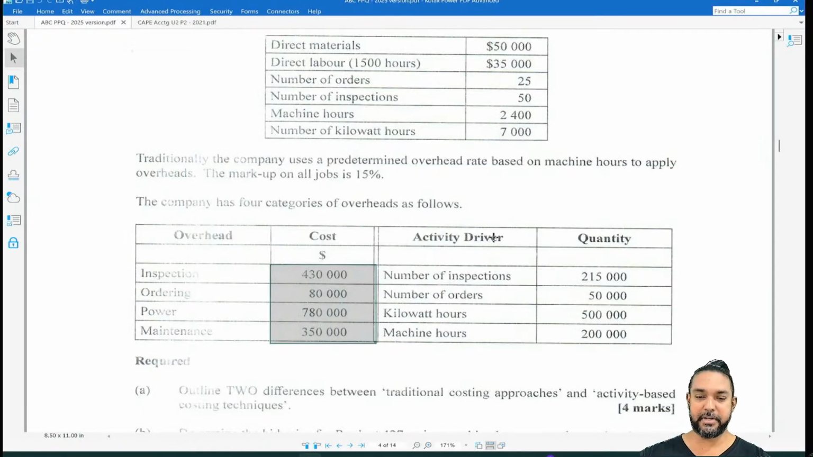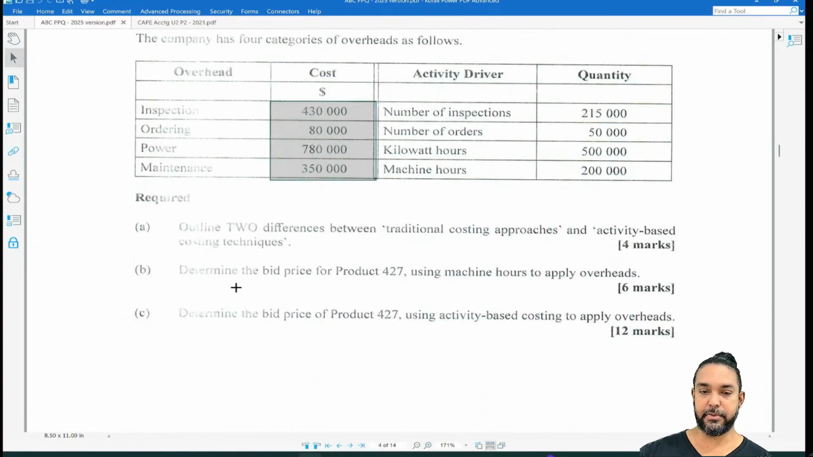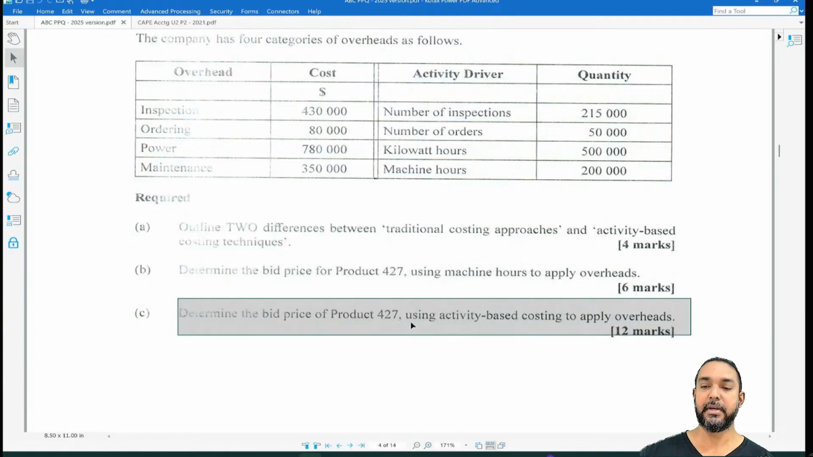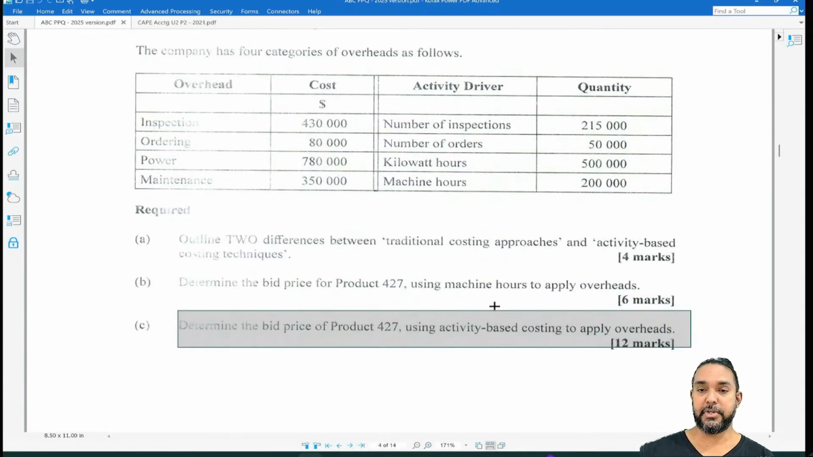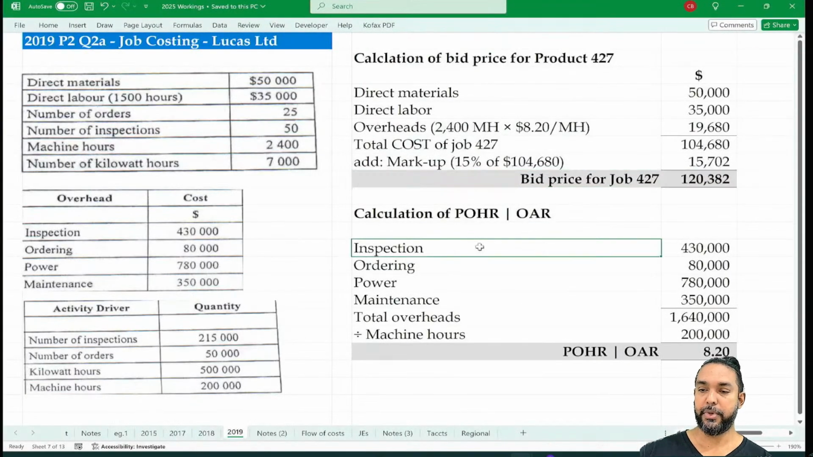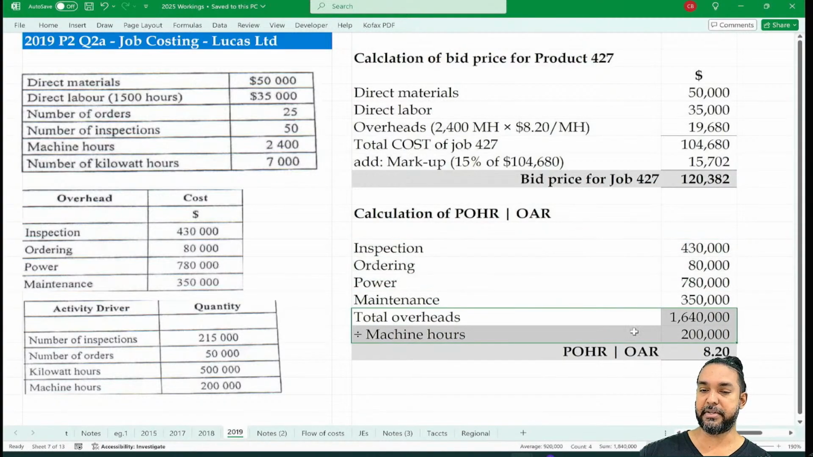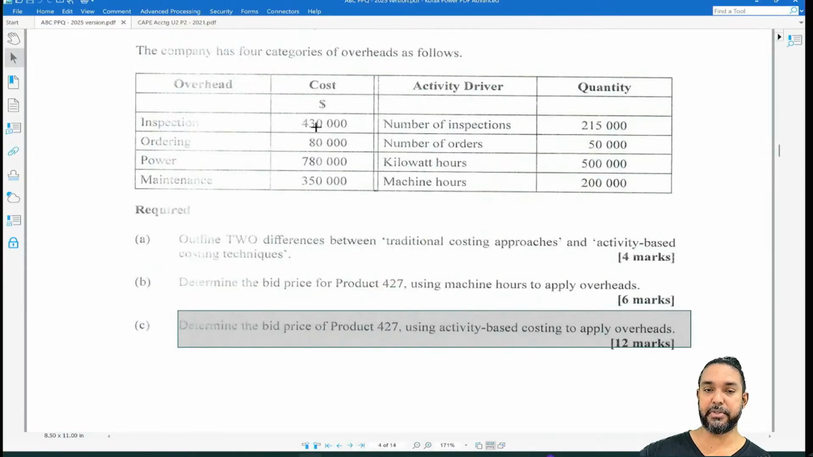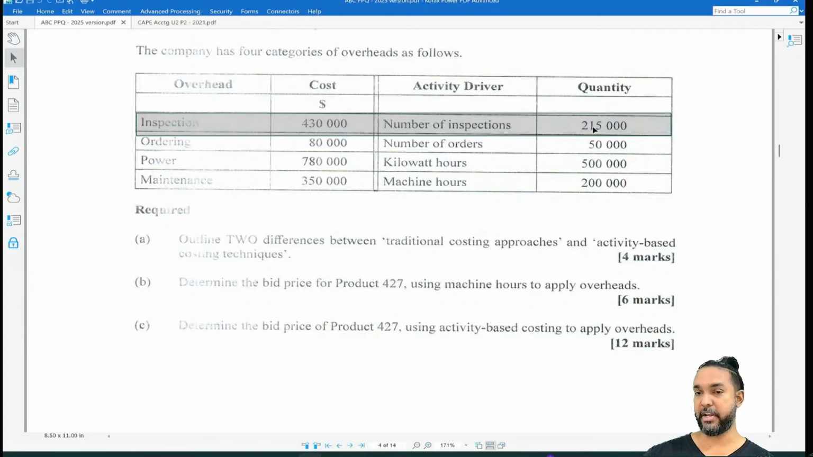Let me show you so you can decide for yourself if what I'm saying makes sense. What they ask us to do down here is determine the bid price using machine hours to apply overheads, and then using ABC. Using ABC has a few steps. As we just saw in this question, we added up all the overheads and divided by just this one item. But under ABC, we're going to take each item of overhead and divide by its cost driver. That's going to give us the rate for each overhead, for each activity.